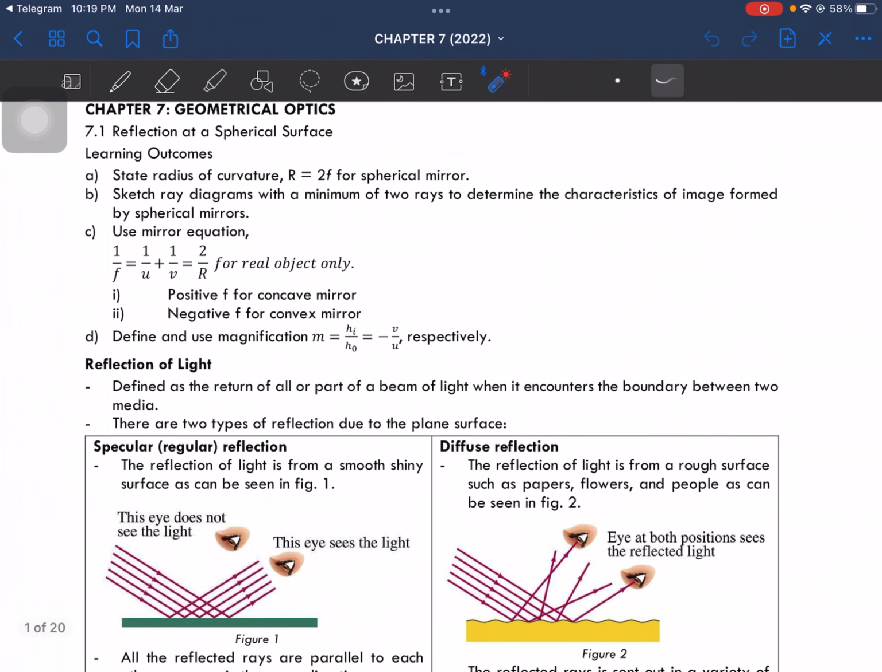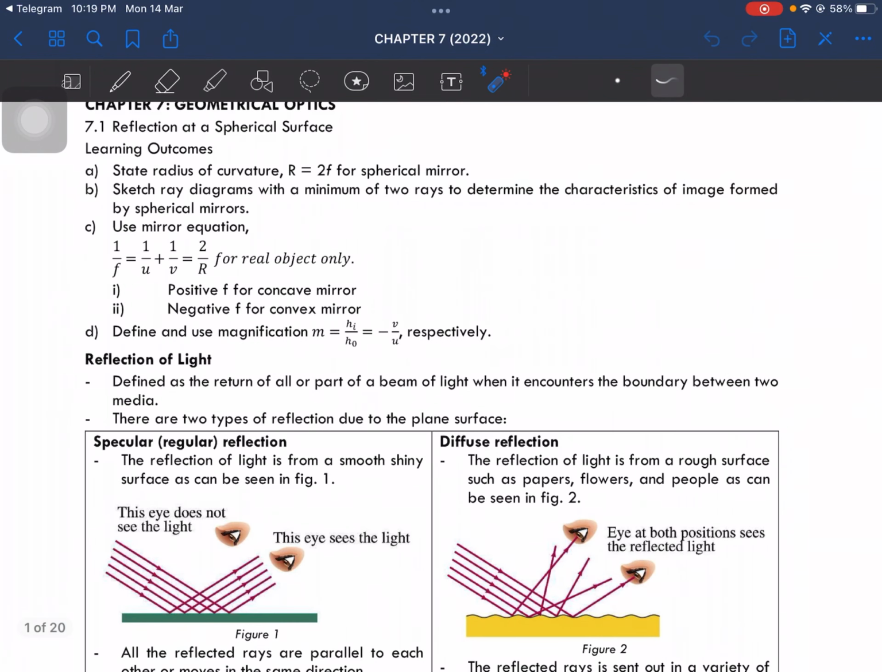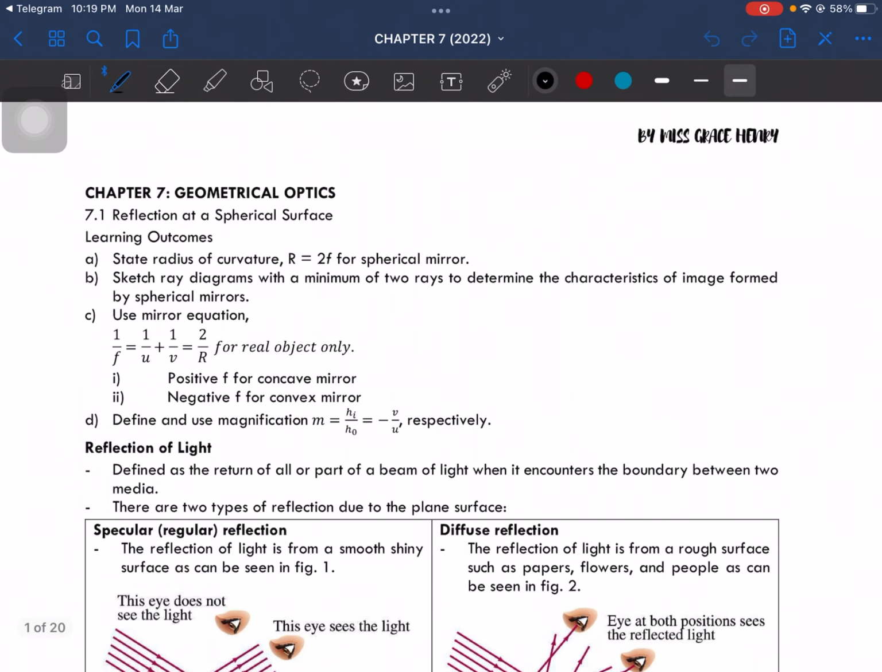Then you also have to be able to use the mirror equation. The focal length is positive for a concave mirror, whereas it is negative for a convex mirror. You also have to be able to define and use magnification with this equation. The capital R can also be written as small r, this one is small r also can.